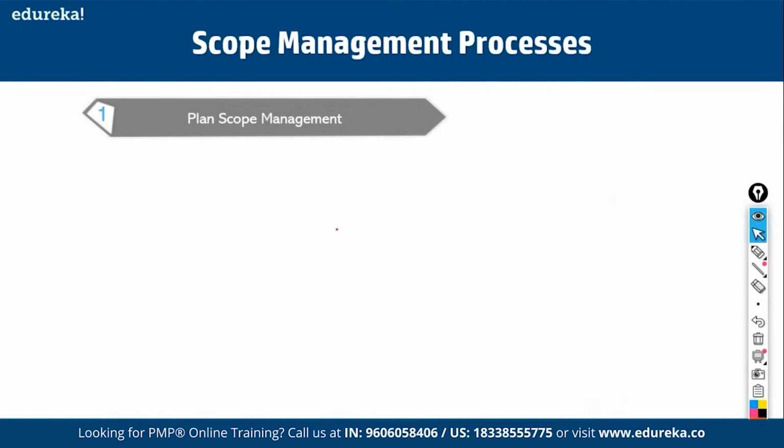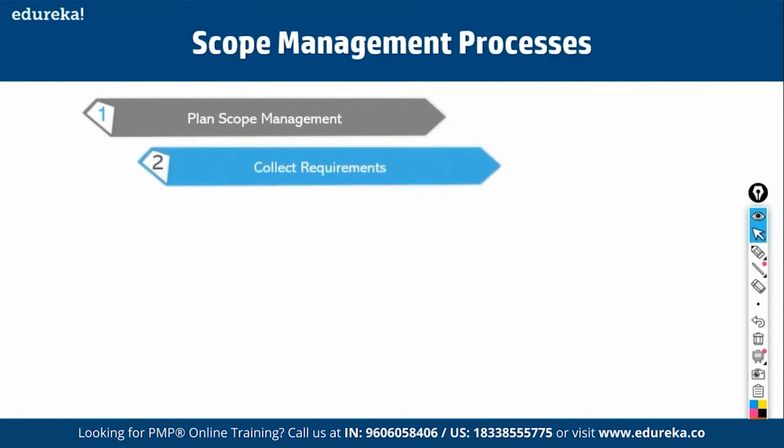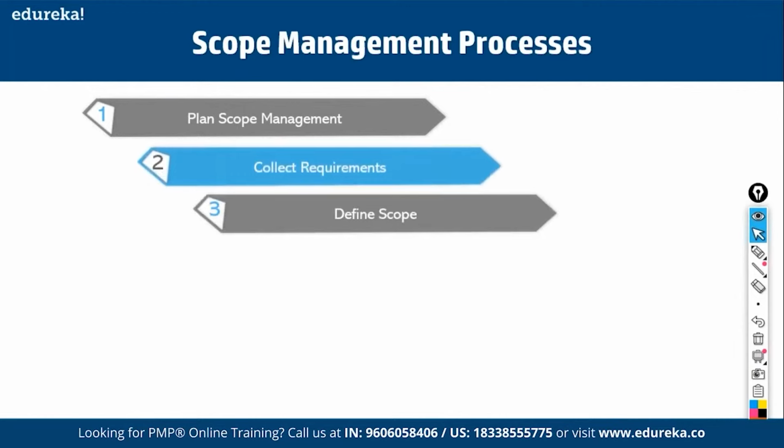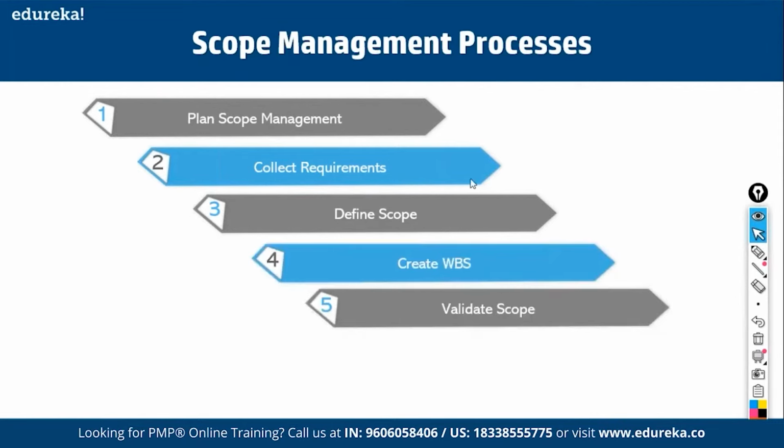So how do you plan for scope? These are the processes we need to perform. First, we have to plan for scope management, then collect requirements. Then based on the requirements, we have to define scope. What are requirements? Requirements are what the customers expect to find in a product. Then we come up with a scope statement that tells us everything that we have to deliver as part of the project. Then we create the WBS.